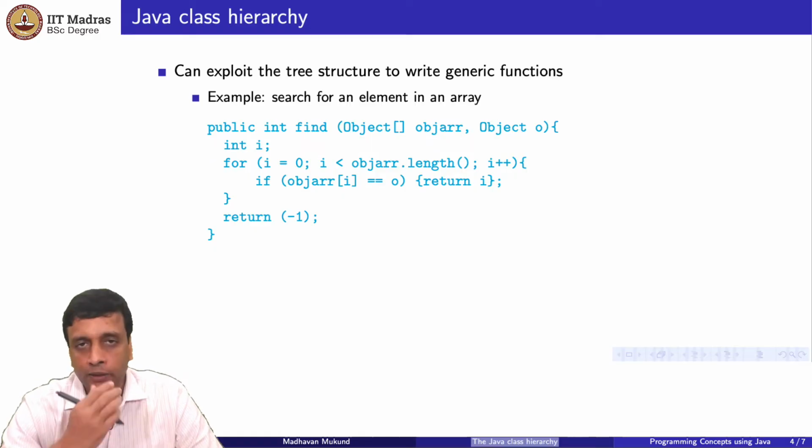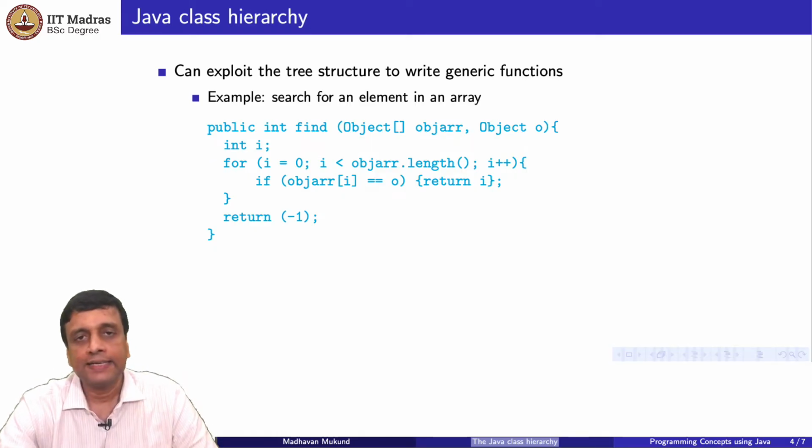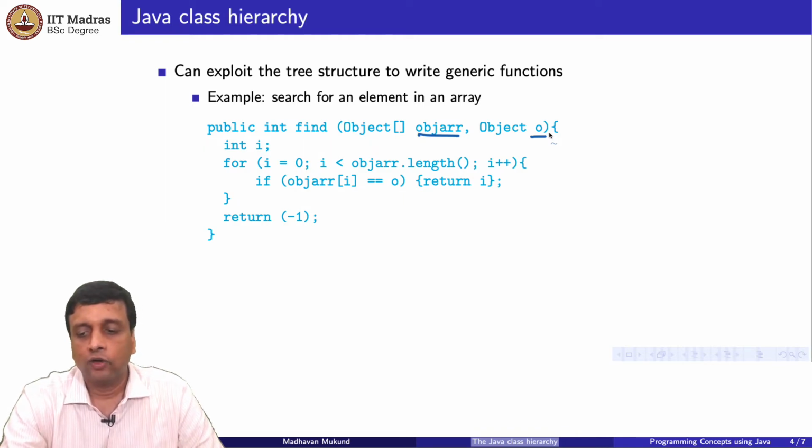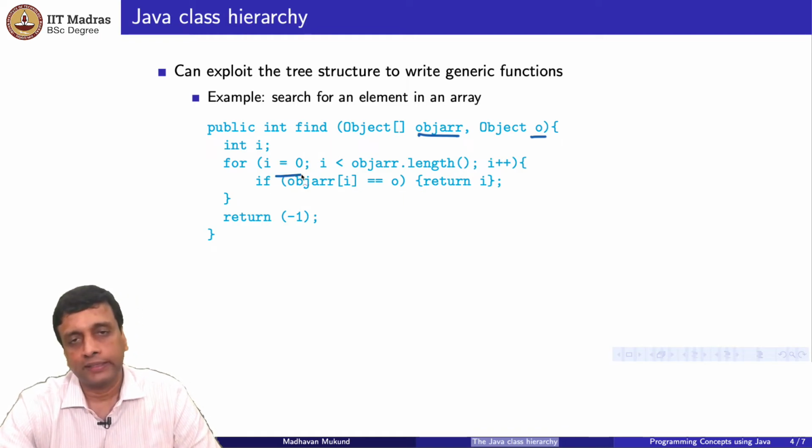So we talked earlier about this notion of genericity, right? So everything can work. So here is a kind of generic find. Supposing I want to write a function which will take an array of any type of object and another object of that type and check whether the object I'm looking for is there in the array or not. So find takes an array and an object and checks whether O belongs to the object array.